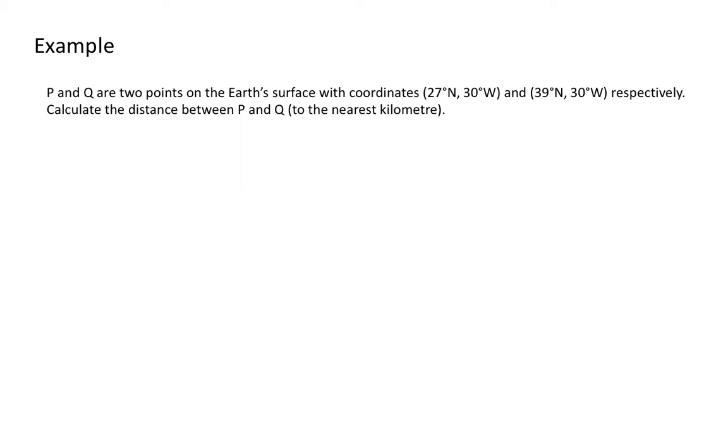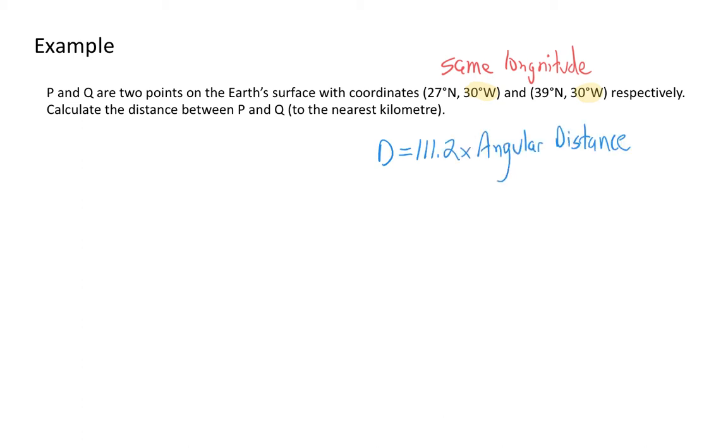So having a look at the two coordinates in the question, I can see that they both have 30 degrees west as their longitude coordinate. So I'm doing a calculation involving the same longitude. When I'm doing a calculation with the same longitude, the formula that I need to use to calculate the distance is going to be d is equal to 111.2 times by the angular distance. So before I can complete the calculation, I need to go ahead and calculate what that angular distance is going to be.